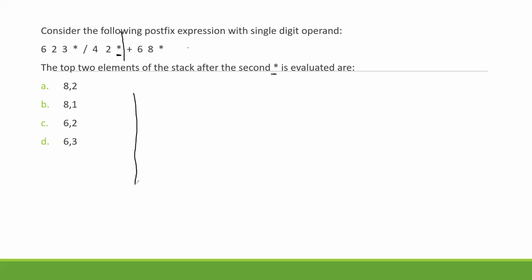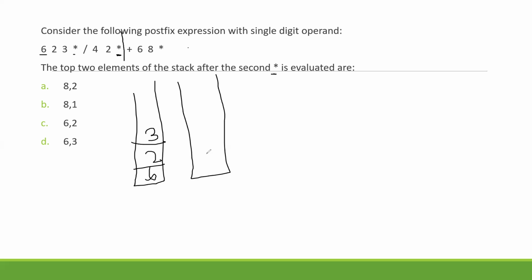Yes, now we can put it in the stack. First, all operands we have to push, and operators we have to calculate. Now 6 I'm going to push. Next, 2 I'm going to push. Next, 3 I'm going to push. Next, I'm going to calculate the star operation. So we have to take the top 2 operands, 3 into 2, 6. I got 6. Next, I'm going to do the divide operation, 6 divided by this one. So the value will be 1.